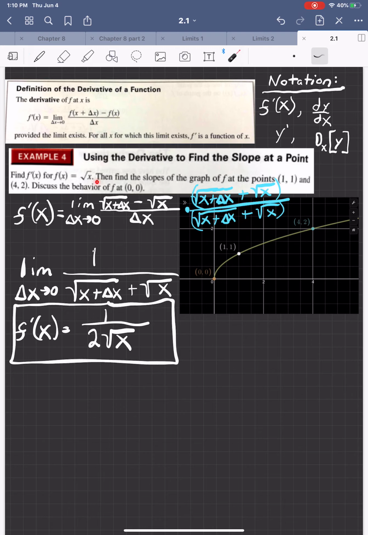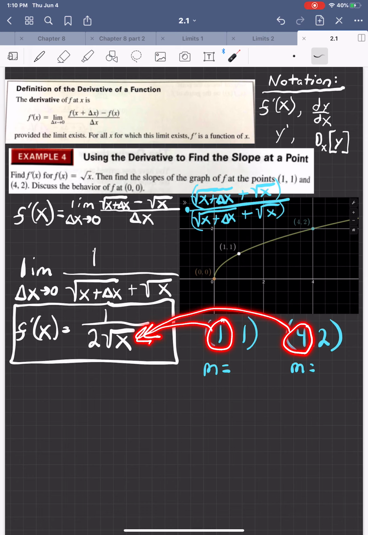This next part's fairly easy. You just want to find the slopes of the graph at the following 2 points. Let me write them. The 2 points that we care about are the point (1, 1), and we want to know the slope at (1, 1). And then we also have the point (4, 2), and we want to know the slope at (4, 2). It's fairly simple. Just make sure you understand that you're plugging your x value into your derivative.